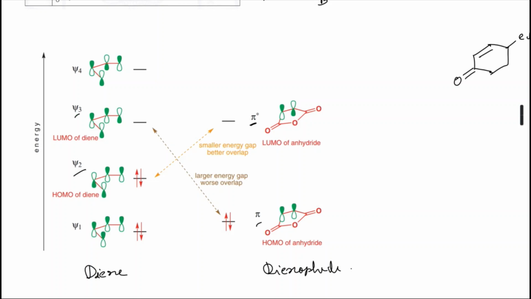the LUMO of the Diene and the HOMO of the dienophile, that is psi3 and pi. Now you can see here that the energy difference between psi2 and pi star, that is the HOMO of the Diene and the LUMO of the dienophile, is much smaller than the latter. So this interaction will probably take place in the Diels-Alder reaction.